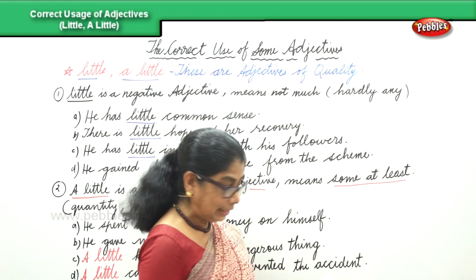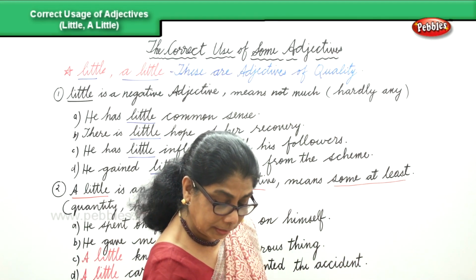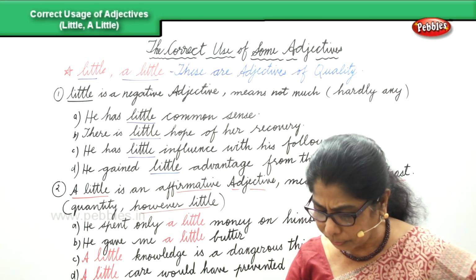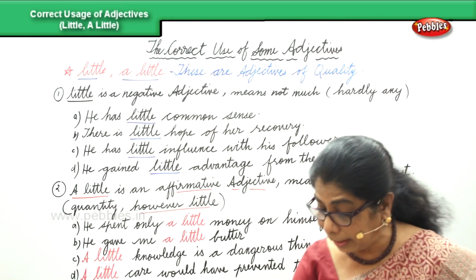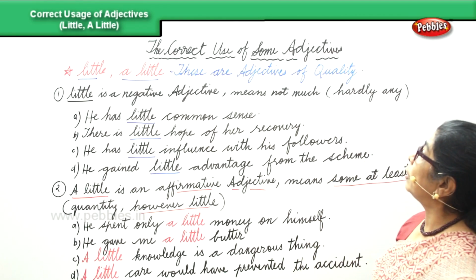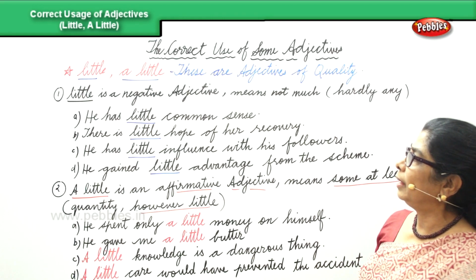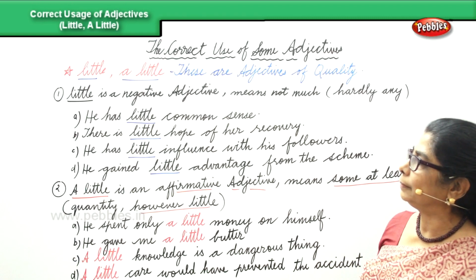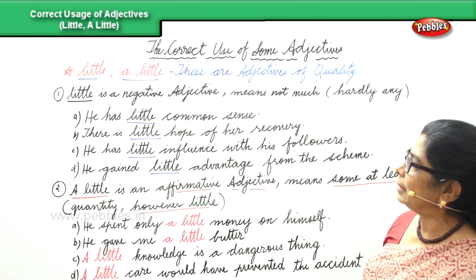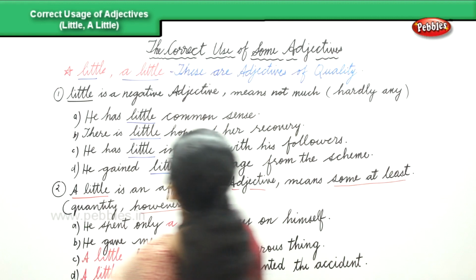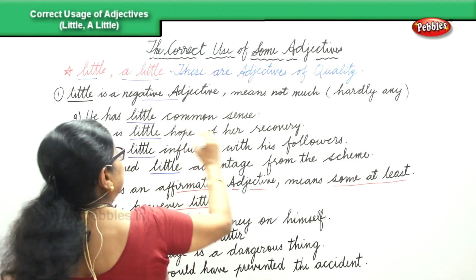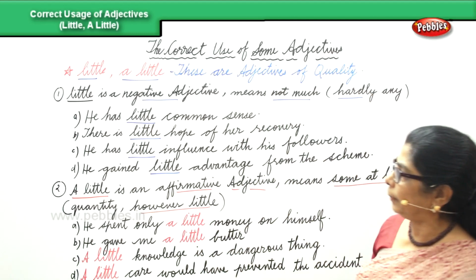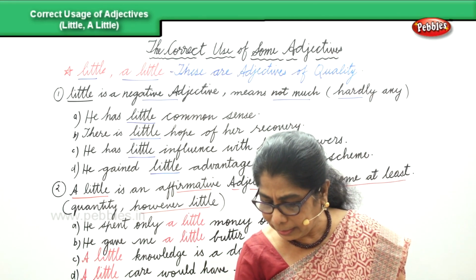Okay, now let's look at what we have done so far. We are looking at the correct use of some adjectives. Little and a little, these are adjectives of quality. Now, when you say little, it's a negative adjective and it means not much or hardly any.